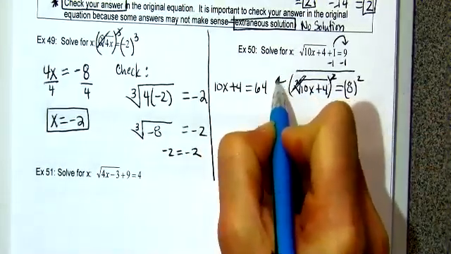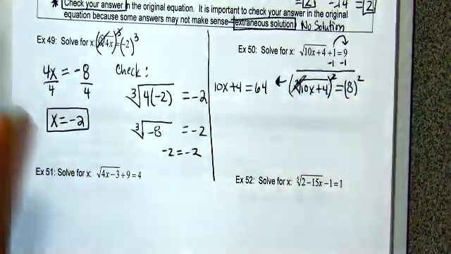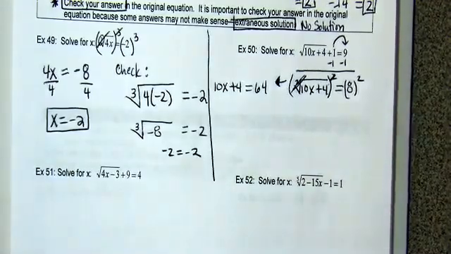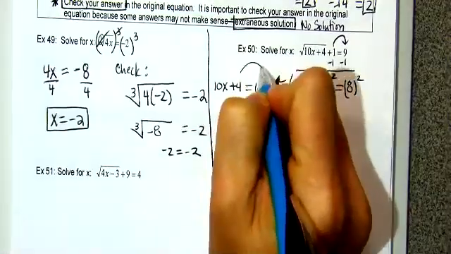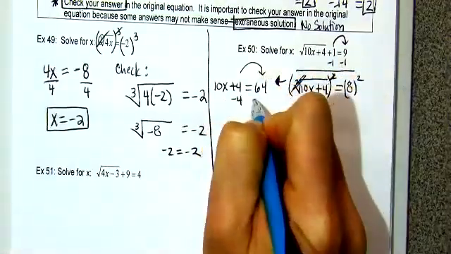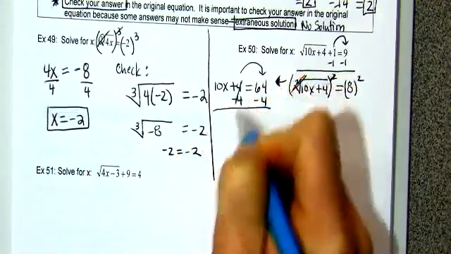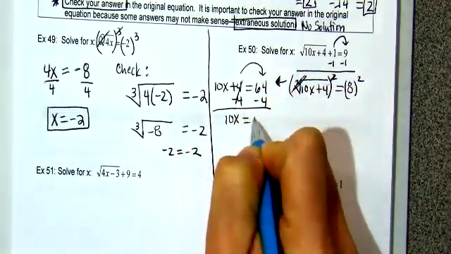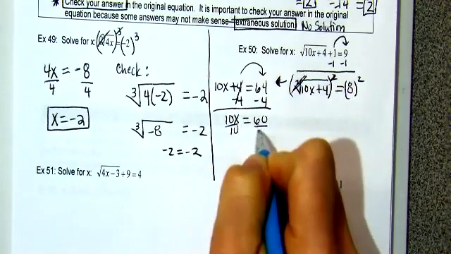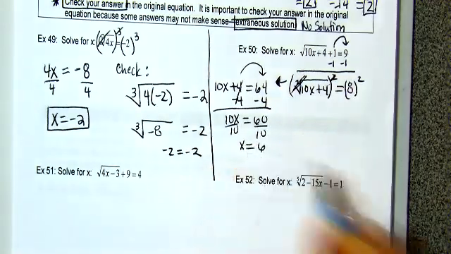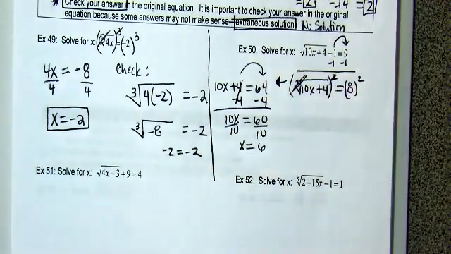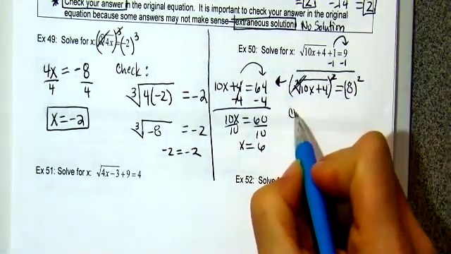So I kind of worked to the left that time. That way I have some room over to check myself when we are done. Then we would just treat it like a normal equation. We try to get our x by itself. So we have 10x equals 60, divide by 10. So x equals 6.